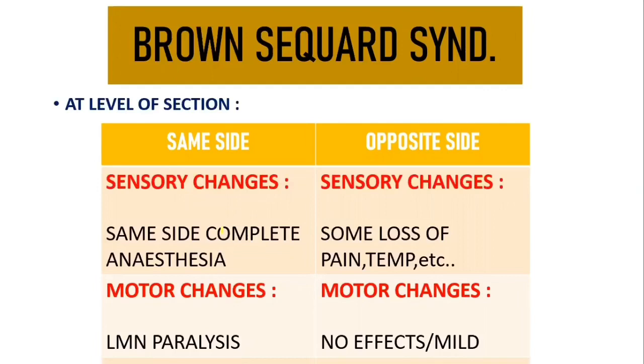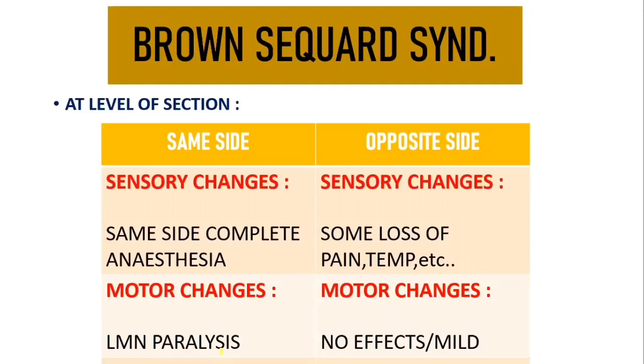Motor changes, we have LMN paralysis. We will be telling the difference between what is an LMN and a UMN. I'll be giving you a basic idea. So please understand, if it is at the level of section, we are going to have lower motor neuron paralysis. I hope you all know what the upper motor neuron and lower motor neuron are. You remember when I taught descending tracts, I gave you an introduction. From your center till your spinal cord, it is upper motor neuron. From the spinal cord to the receptor or to the organ, that is called a lower motor neuron. So basically the neuron that starts from your spinal cord is going to be damaged. So LMN paralysis and UMN paralysis.